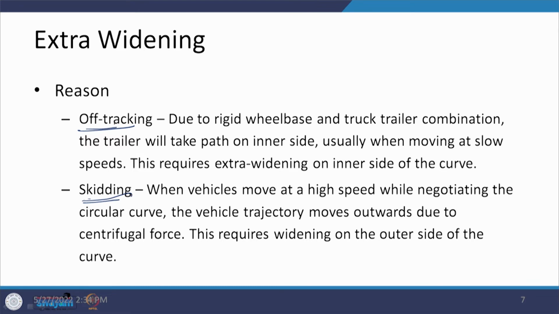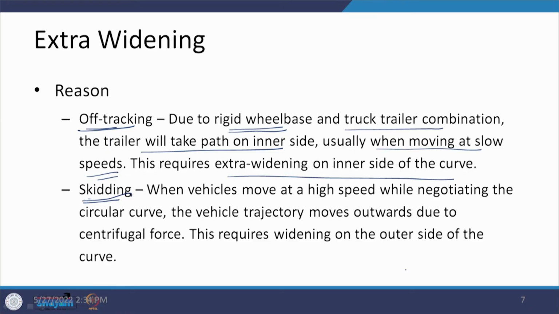Now, in the case of off tracking, again we have a rigid wheelbase, and at the same time there is a trailer combination, as I have shown you in the previous case. When you have this type of situation, you might have seen on the road that if a turn is being taken, the driving unit takes the turn very easily, because it is being steered and the steering wheels are there at that particular point itself.